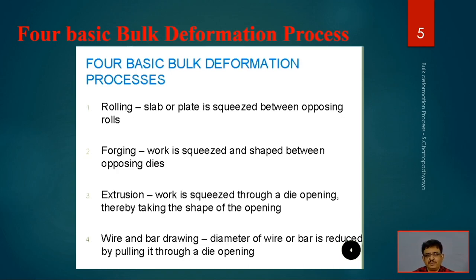Conjugate surface is produced. In wire and bar drawing, the diameter of the wire or bar is reduced by pulling it through a die opening. Instead of pushing, we have to do pulling activity against the die, and it is a very popular process for producing wires. But definitely the stepwise one has to be done.